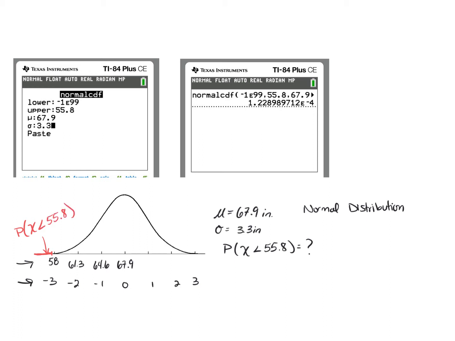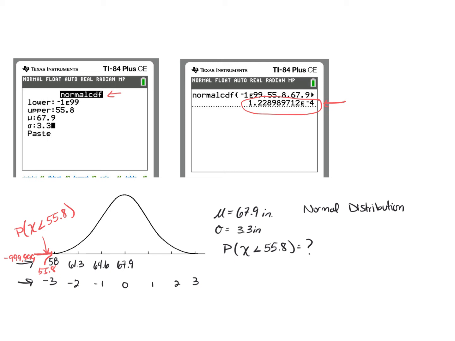When you go to your calculator and use that function Normalcdf, you're going to put in a very large negative number, which is -1e99, which is the same thing as -999,999. Then your upper limit is this value right here, which is 55.8. And then you're going to type in mu and sigma. When I press enter, take a look at the solution that my calculator gives me.